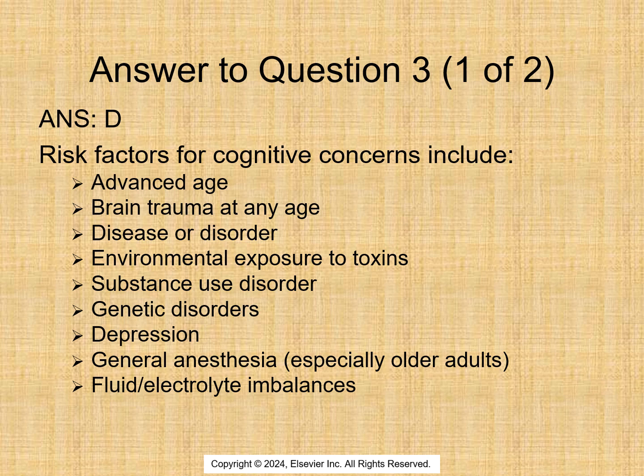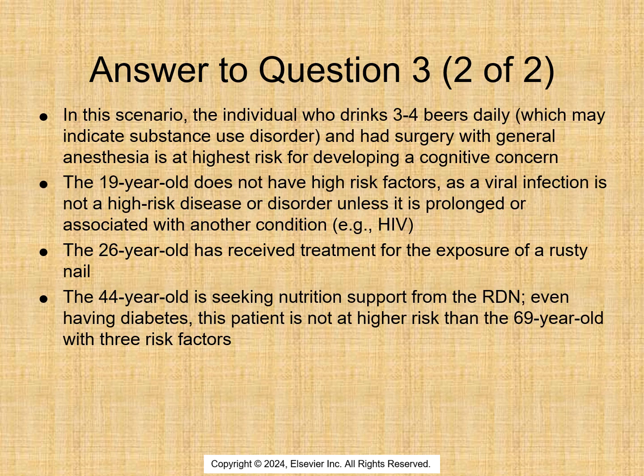Here are the risk factors for cognitive concerns. Notice towards the bottom, there's general anesthesia, especially older adults. 69 is not terribly old, but it is starting to enter that age where we would be concerned that there could be delayed emergence. The individual that drinks alcohol regularly and just is emerging from general anesthesia is at highest risk.